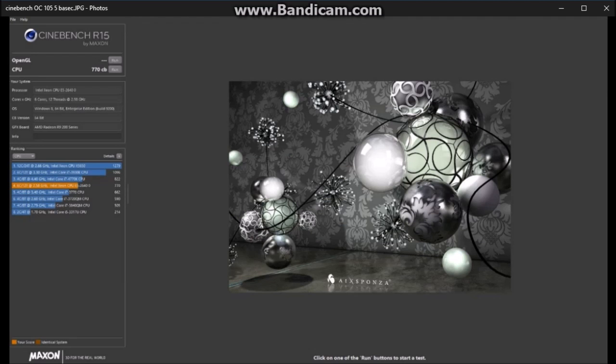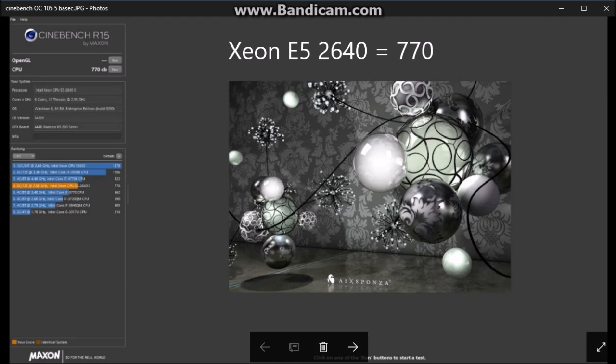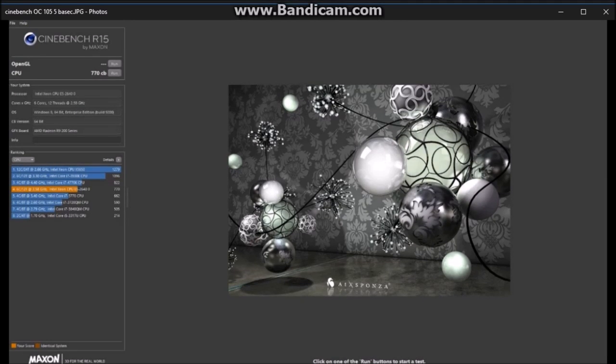Okay, so if we move on to our still screenshots from Cinebench, we can see we get a CPU score, because that's all we're interested in at the minute, nothing to do with the graphical performance. The CPU score of 770 for the Xeon E5 2640 is a fairly decent score considering i7-3770s were scoring around 662 here.